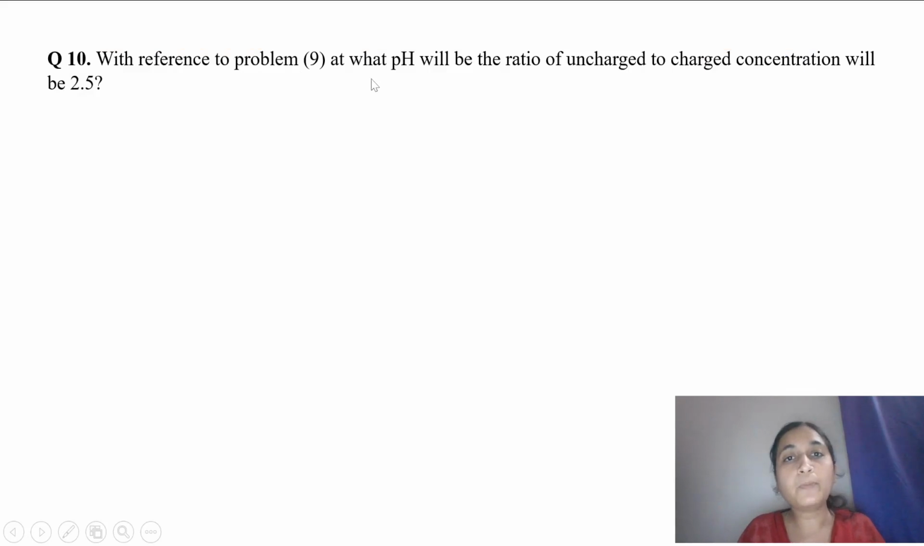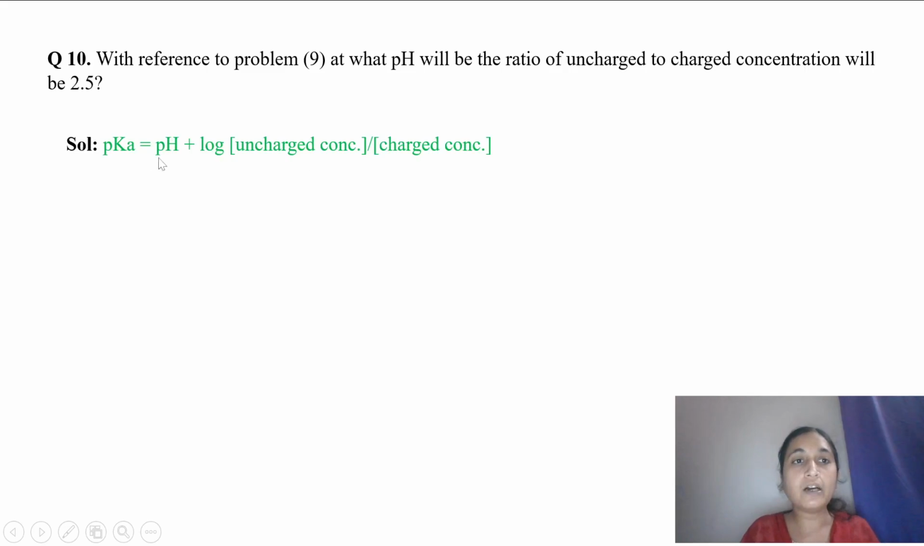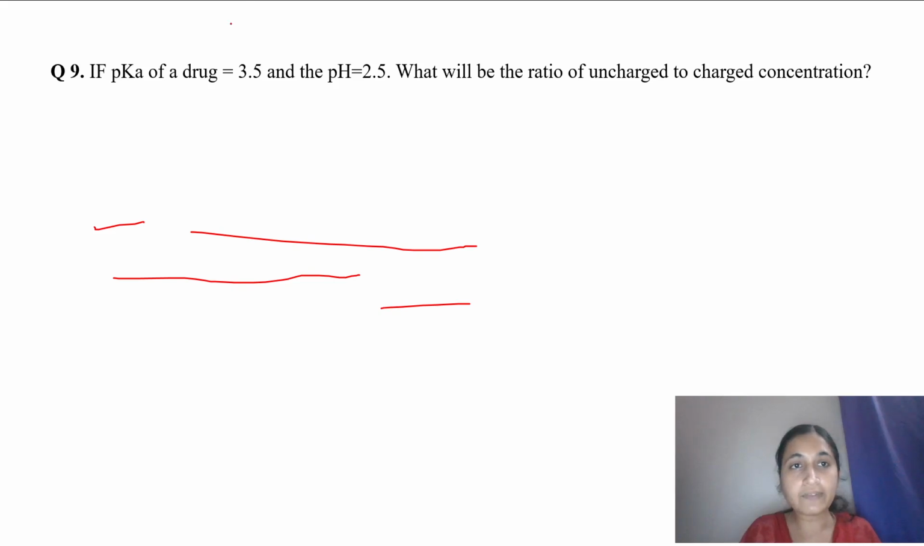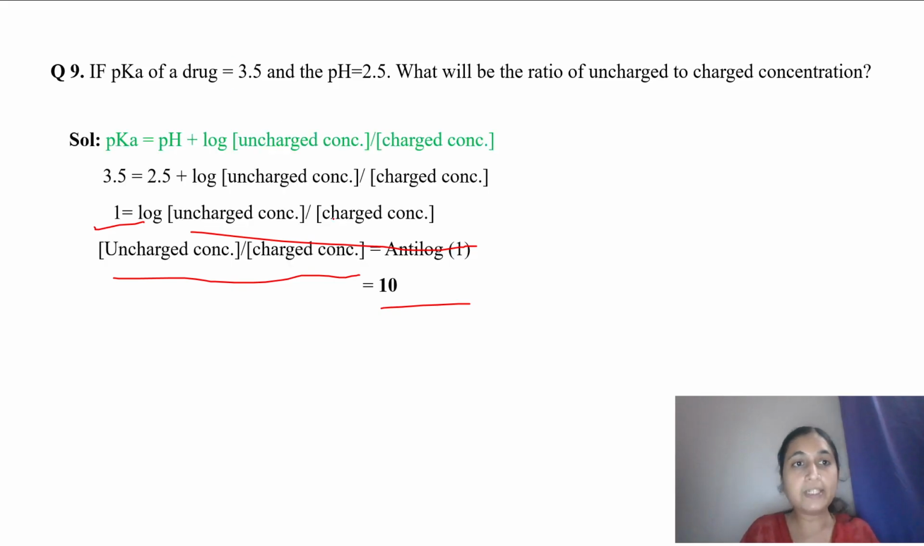With reference to problem 9, at what pH will the ratio of uncharged to charged concentrations be 2.5? So again we will take this formula: pKa equals pH plus log uncharged concentration upon charged concentration. In the previous question, pKa is given as 3.5, so we will take that pKa 3.5.